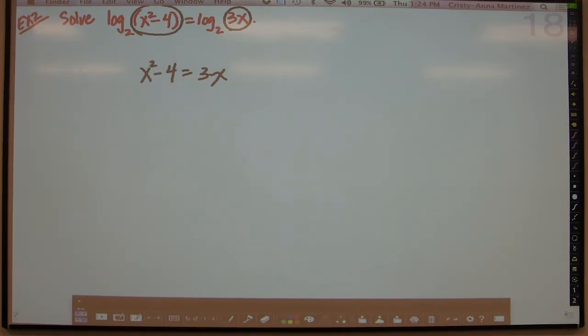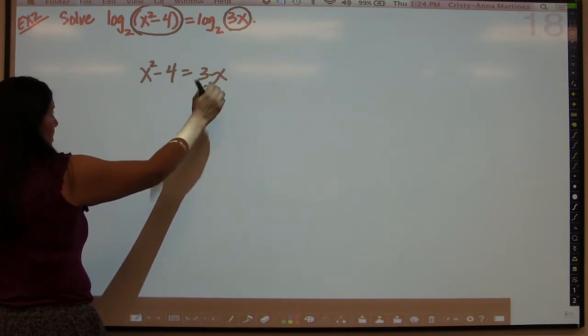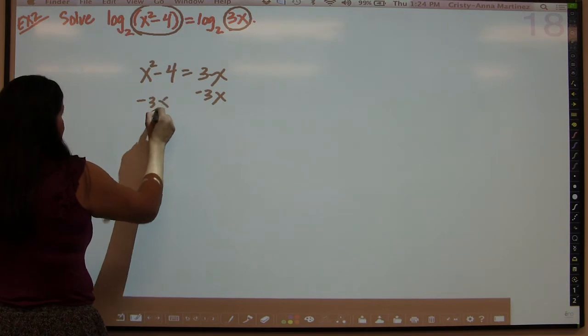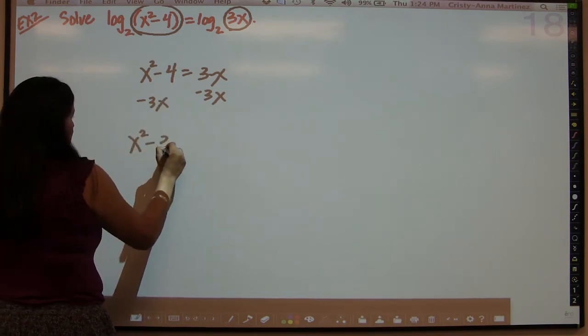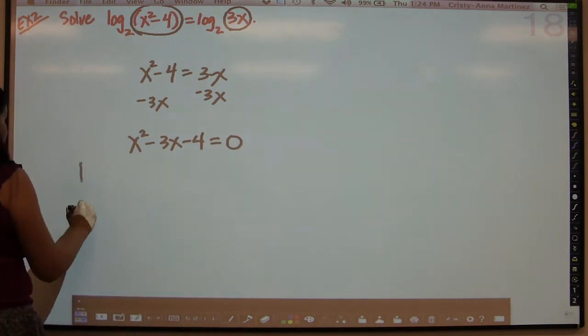So x squared minus 4 equals 3x is actually a quadratic that we learned how to solve a long time ago. So we're going to make this into an equal to 0 situation. We're going to move the 3x to the other side, and we get x squared minus 3x minus 4 equals 0, which is probably very factorable.